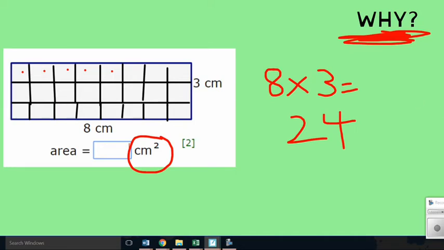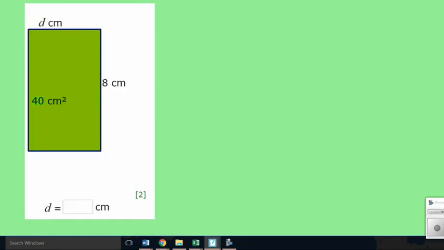So let's look at one final one here. So this time you've actually been given the area. So it's telling you that this rectangle is made up of 40 centimetres squared. So you've got to imagine 40 of those squares, okay? And it's giving you one of the sides. So one of the sides is 8, okay? It wants you to work out what D would be. Now don't get confused by the letter D. It just means what is this length, okay?